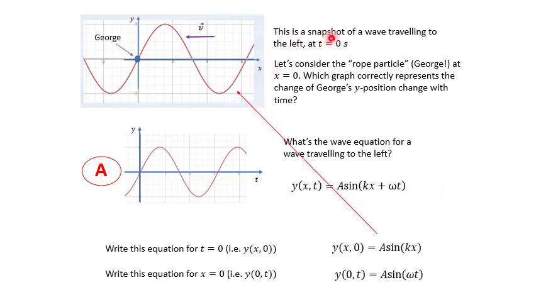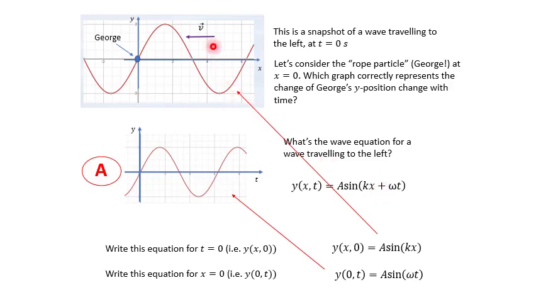So remember, this was the snapshot taken at t is equal to 0 for a wave traveling to the left. Well, there's our equation for a wave traveling to the left. If I substitute t is equal to 0, I get y as a function of x, sine kx, the positive sine graph. And similarly, if I substitute x is equal to 0, that's George's position, I get a graph of y as a function of t, a sine omega t. So I get a positive sine graph out here. So there's your physical intuition of why we have a plus here.